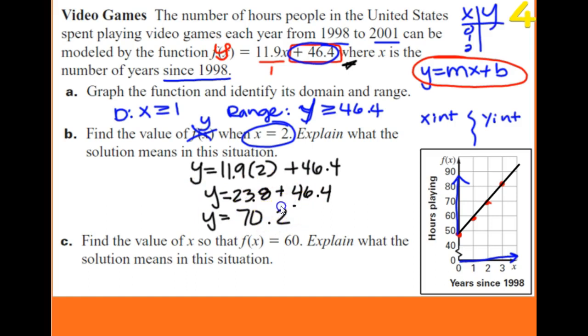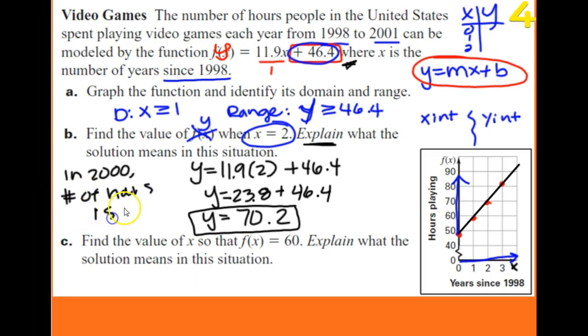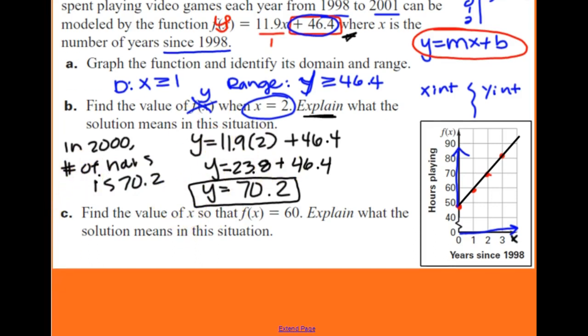So what this is telling us, they said to plug in when x is 2, and x is a year. So 2 years after 1998 would be the year 2000. So you could say in the year 2000, the number of hours spent playing video games is 70.2. So that's what that 70.2 means.